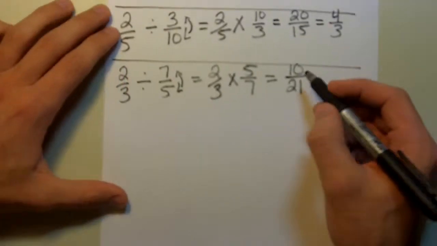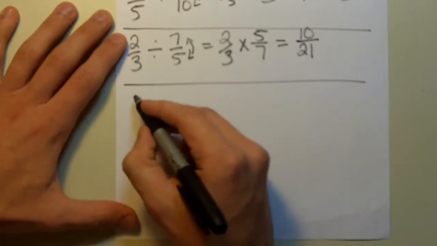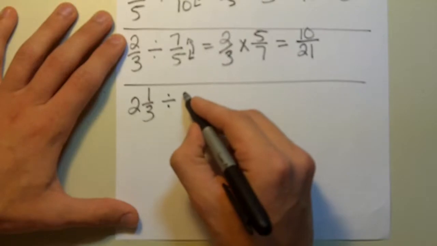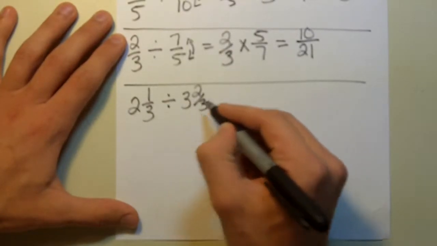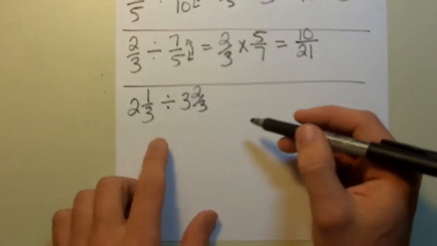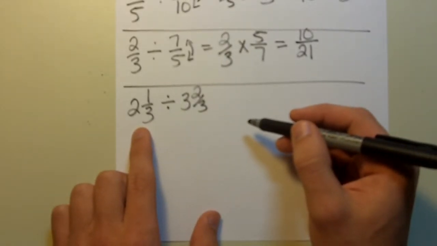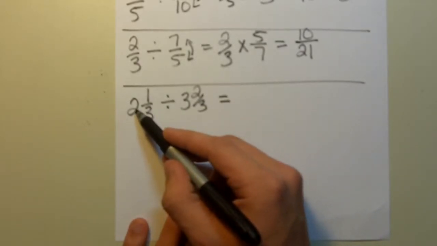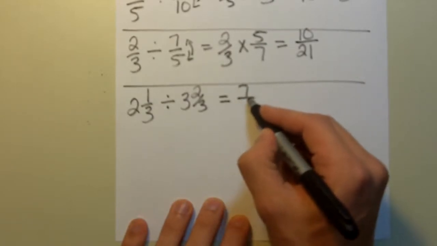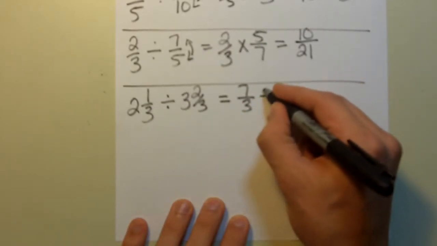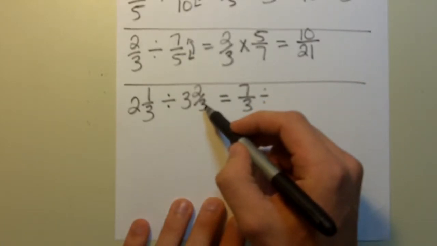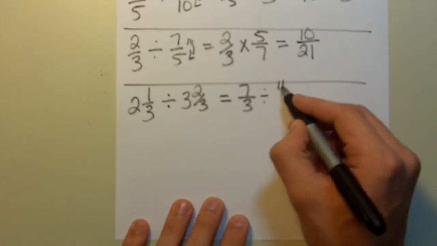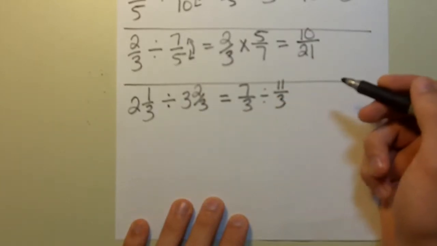Now, say we have something like this. 2 1/3 being divided by 3 2/3. So what we have to do here is change these mixed numbers into improper fractions. So what this is going to look like, we're going to have 3 times 2 plus 1. So we're going to have 7 over 3. And we're going to divide this by 3 times 3 plus 2, which would be 11 over 3.